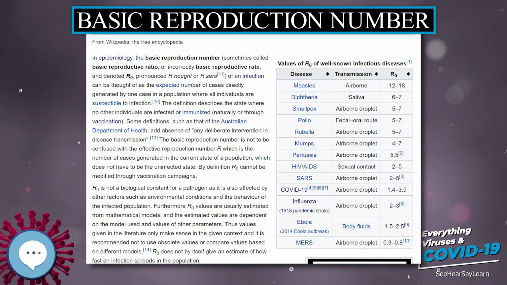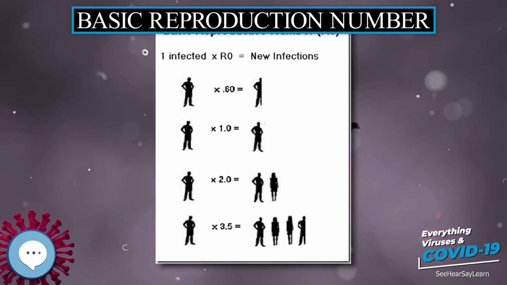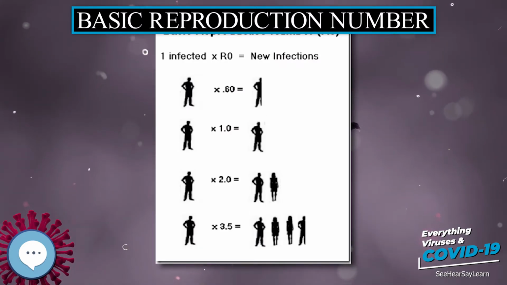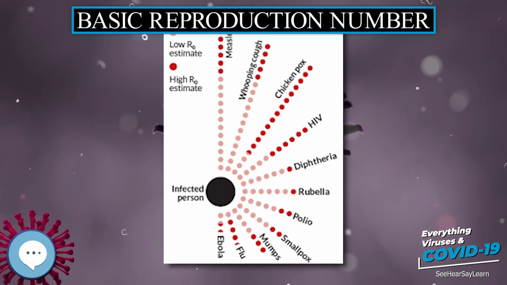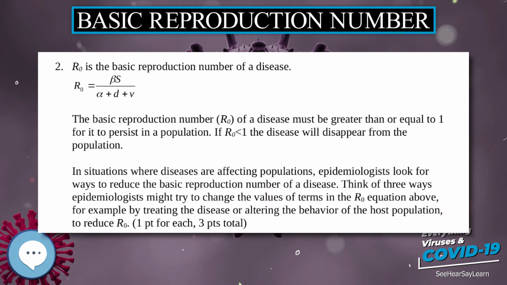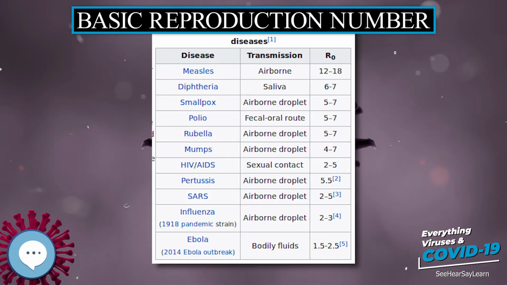Some definitions, such as that of the Australian Department of Health, add absence of any deliberate intervention in disease transmission. The basic reproduction number is not to be confused with the effective reproduction number R, which is the number of cases generated in the current state of a population, which does not have to be the uninfected state. By definition, R0 cannot be modified through vaccination campaigns.